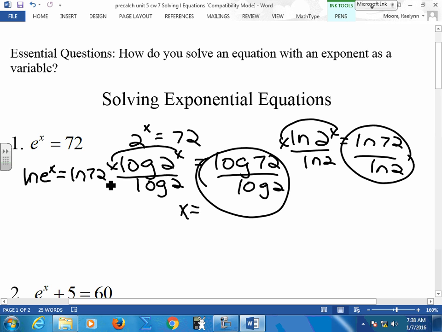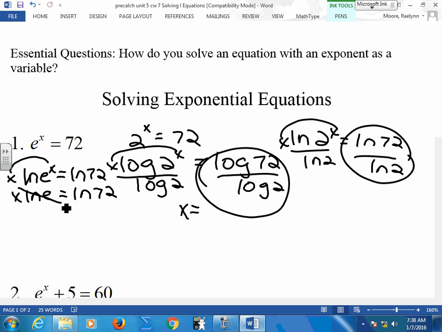Same setup. Bring your x down. And what's the property when I have ln and e? They cancel. Look how nice that is. What is that x? The x came down from the exponent. Wait, so why did you put 2?